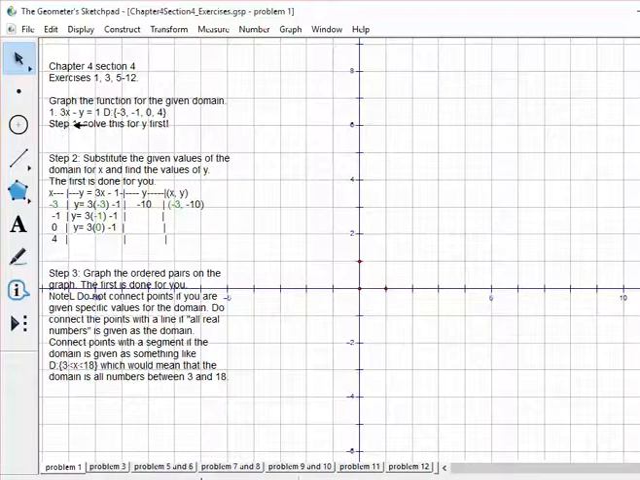Number 1, 3x minus y equals 1. Step 1, solve this for y first. You can solve for y on your own paper, or you can use the Sketchpad tools to write. Like I'm going to solve this for y using the pen tool.